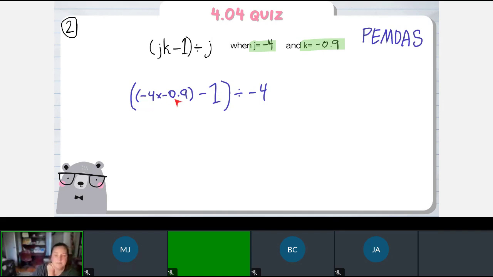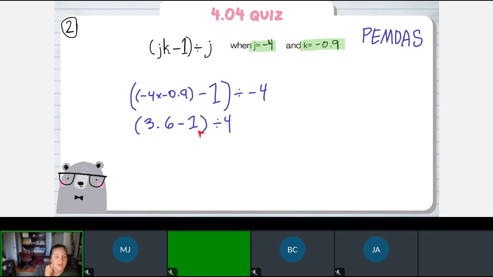Negative 4 times negative 0.9. We know a negative times a negative is a positive. And 4 times 0.9 is going to give you 3.6. And bring down the rest of the equation, which is minus 1, close parentheses, divided by 4.